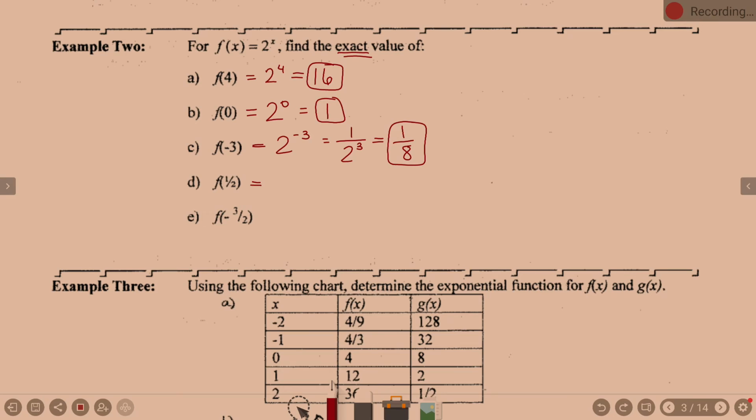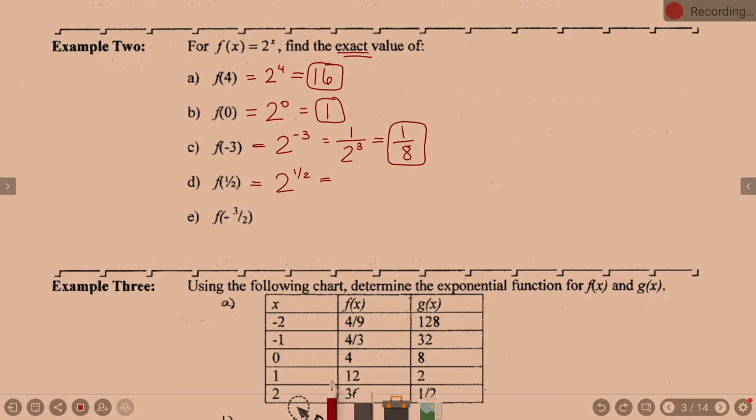Next one, f of 1/2. So what's that mean I'm doing? I'm doing 2 to the 1/2. What do you know about 2 to the 1/2? What do you know about fraction exponents? This is one where you could not use your calculator, because your calculator is going to give you a big, long, messy decimal.